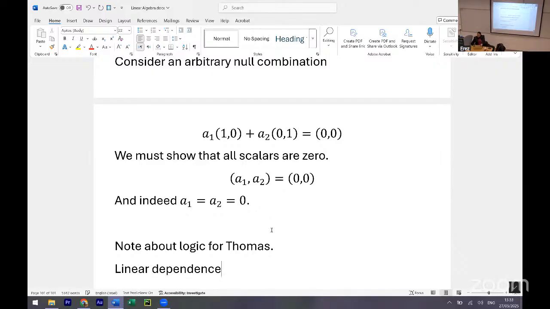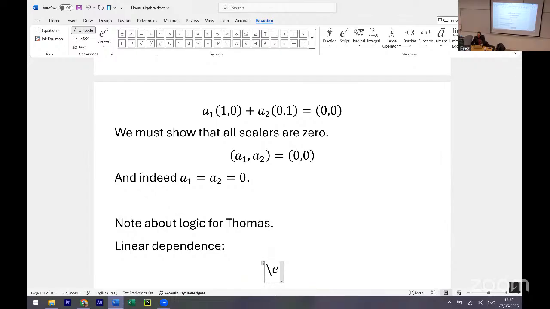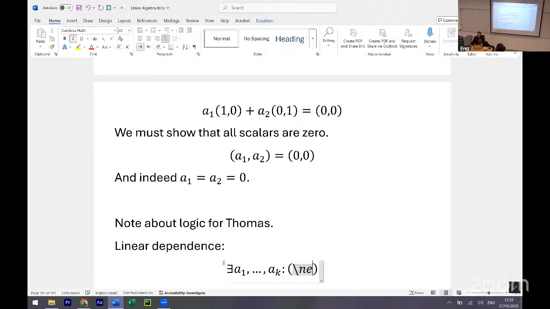Linear dependence says that there exist scalars A1 to AK such that not all scalars are zero. How can I write it? I didn't write it. Why not? Not for every I, AI is zero.